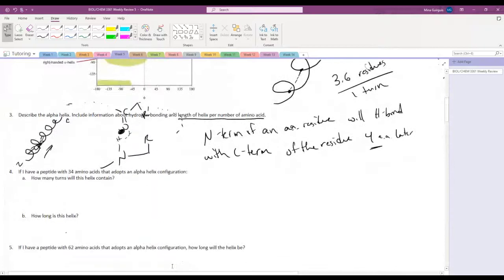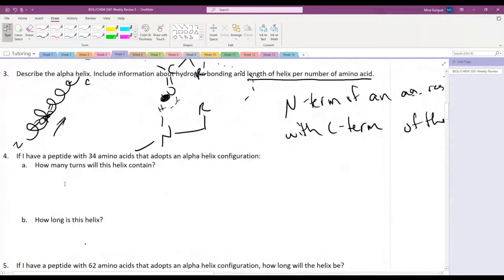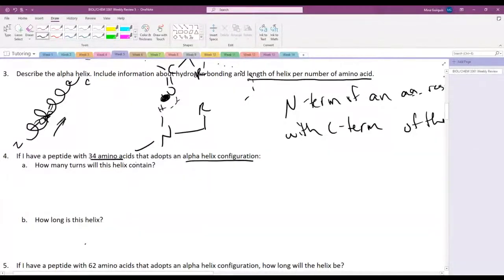So these are some examples of how questions can be asked about this. You're given a peptide with 34 amino acids adopting an alpha helix configuration. Two things are really important to note here. First, in this case, every single amino acid is a part of this alpha helix. That is not always the case.